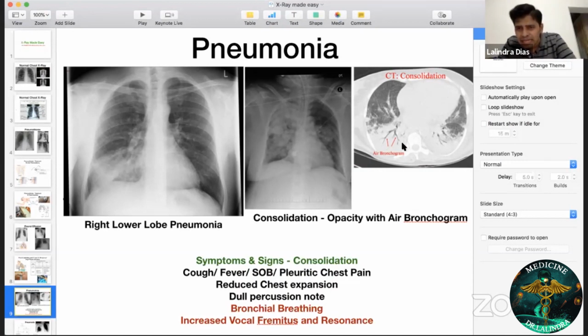This is a CAT scan or a CT scan of a patient with consolidation. You can see this is the opacity. It's a high dense area. You can see the hyperdensity. And in that, you can see these black lines. That's the air bronchogram. Can you see this?